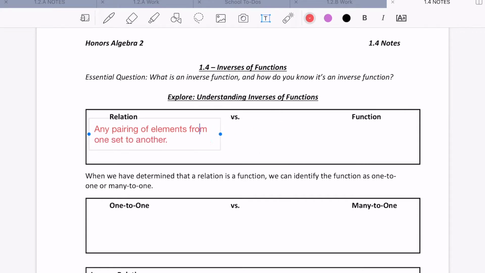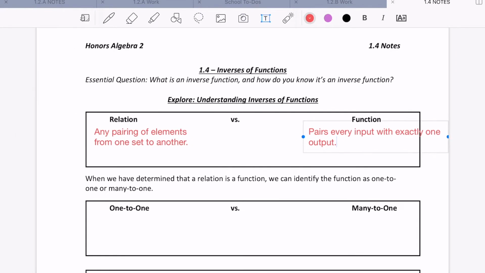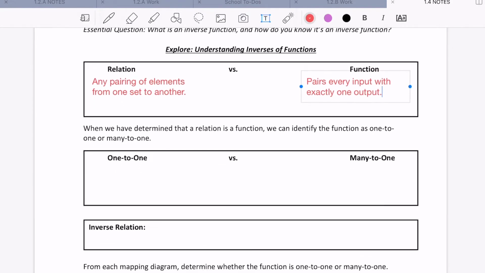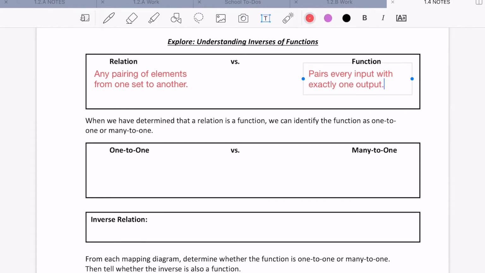And in a function, we have pairs of every input with exactly one output. So better said, we pair every input with exactly one output, meaning that for every x, there is exactly one y value. When we have determined that a relation is a function, we can identify the function as a one-to-one or many-to-one. So what is the difference?